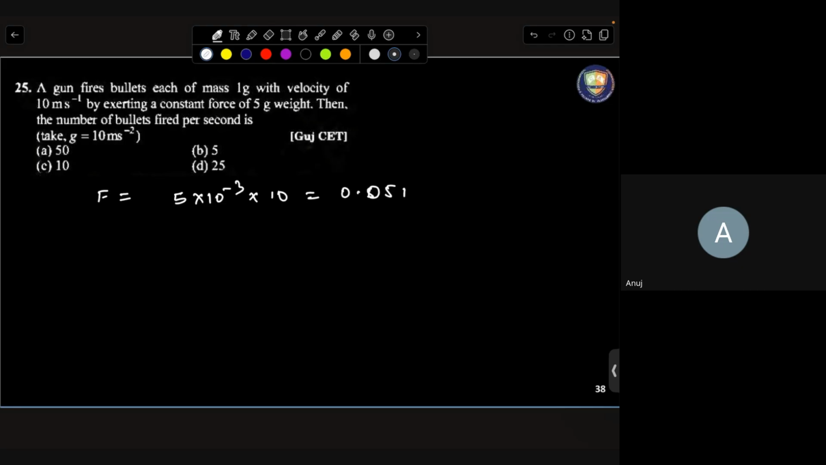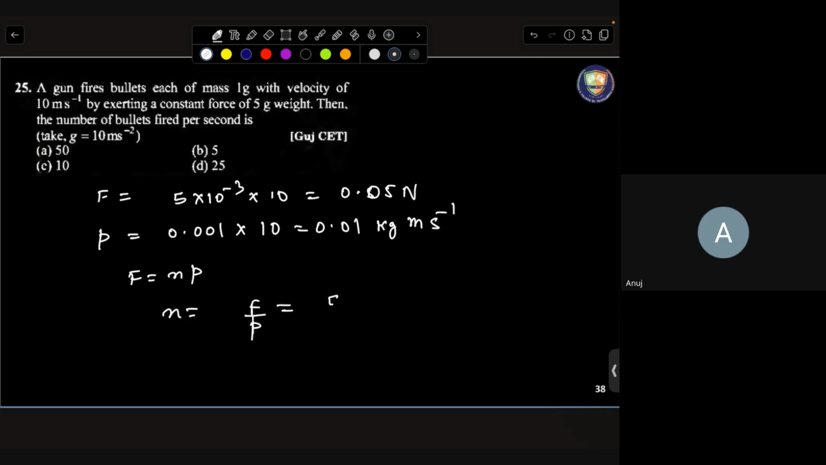So 0.05 Newton. Momentum per bullet is how much? Momentum per bullet is 0.001 kg into velocity 10, so 0.01 kg meter per second. We know all the change in momentum must be creating the total force, which is F equal to nP. So n is equal to F by P. It should be 5.